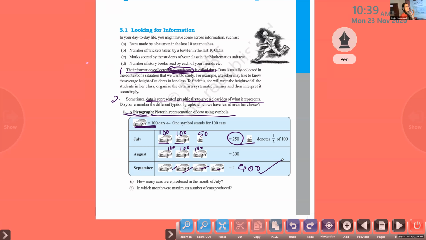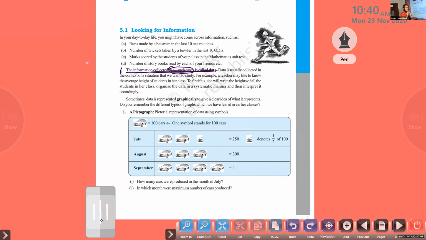So by seeing this pictograph, we can answer many questions. Whatever questions come on the basis of this given data, we can answer all of them. So this is the pictograph. In a pictograph, each picture represents data. Using that, we can represent the whole data we have collected.